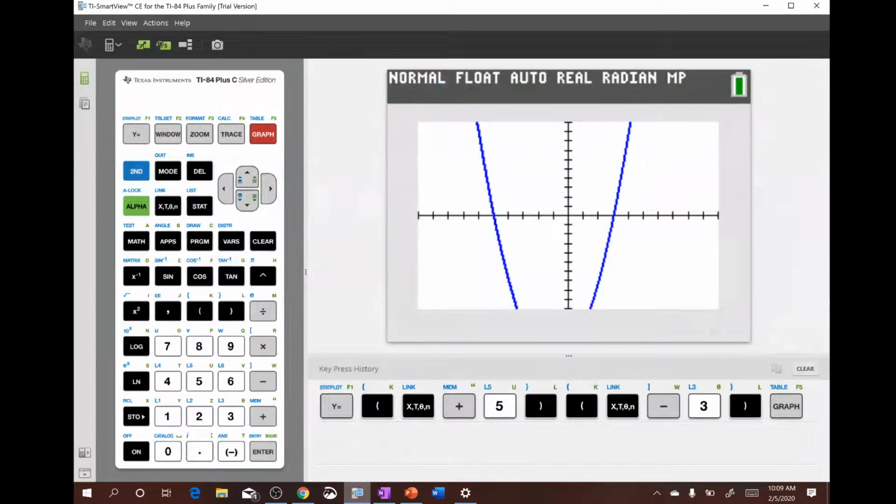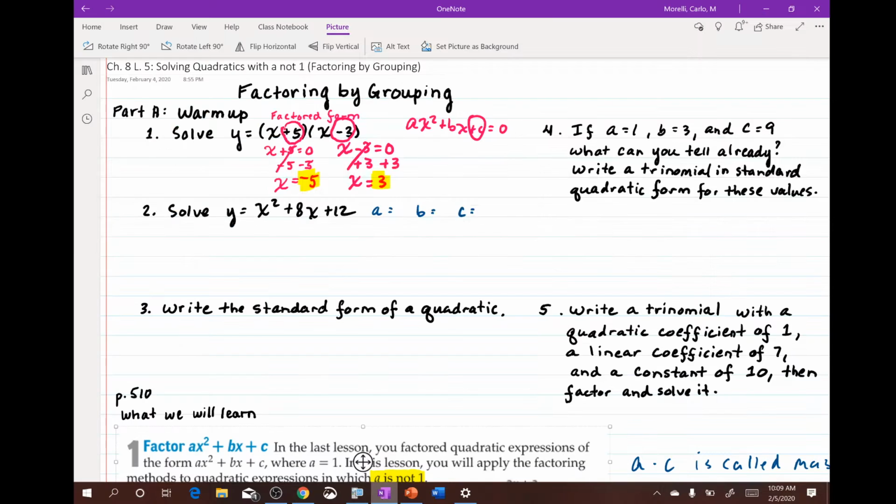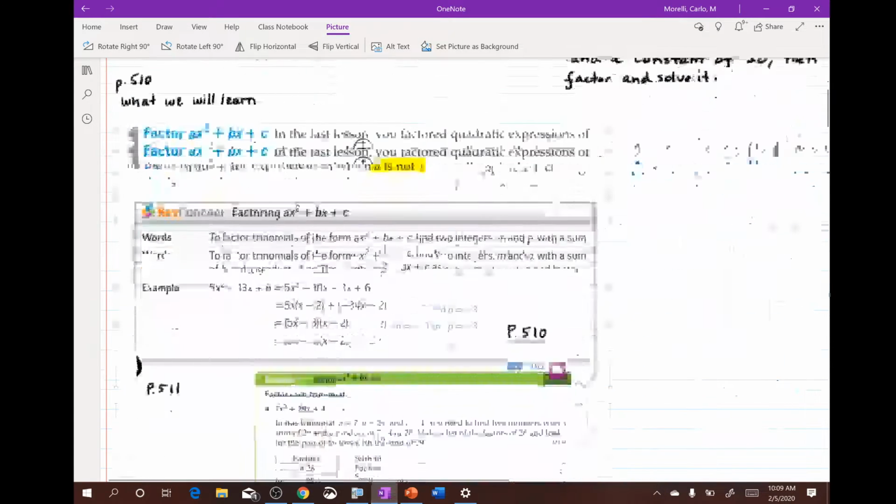Let's go back to our calculator and hit second graph, and let's go down and find out where x is 0. What is y? Bingo. See that? So good job. All right, let me just skip all these.